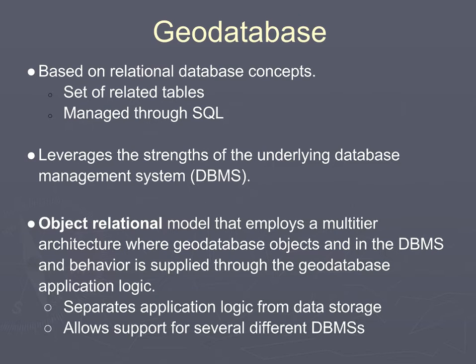The geodatabase is referred to as an object relational model because it employs a multi-tier architecture where the geodatabase objects and its behavior and the database management system and behavior are supplied through the geodatabase application logic. So essentially the database handles the objects and some behavior, whereas the geodatabase specific things are handled through the application logic, which would be ArcGIS Desktop.